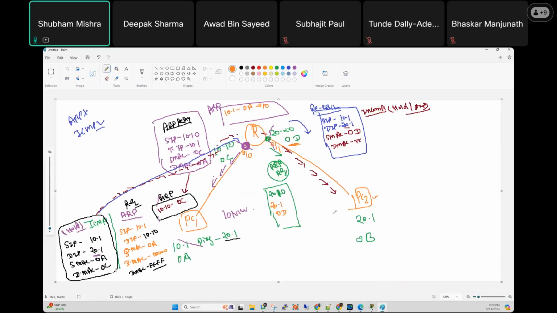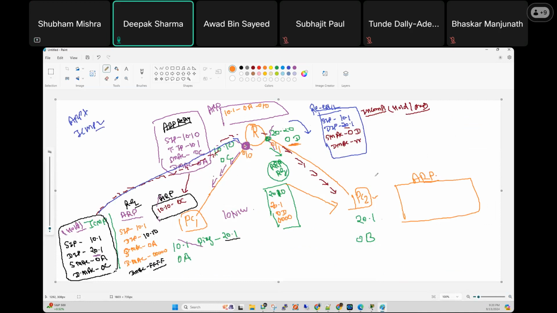Yes or no? Yes. Target MAC is 000. It means this router forwards this ARP request towards PC number 2. What will PC number 2 do? PC number 2 opens this packet and performs the learning task. For the learning task, PC number 2 maintains which table? The ARP table.